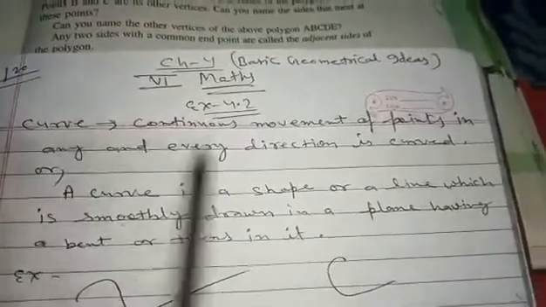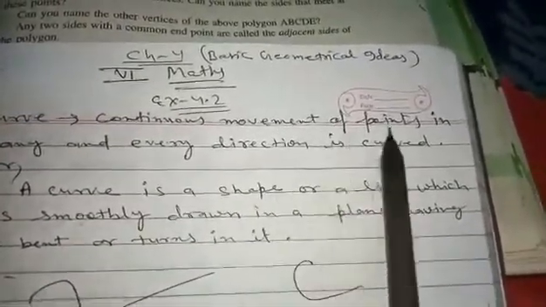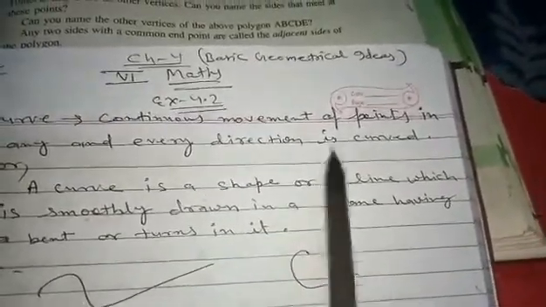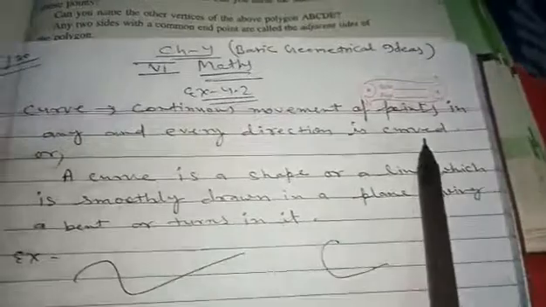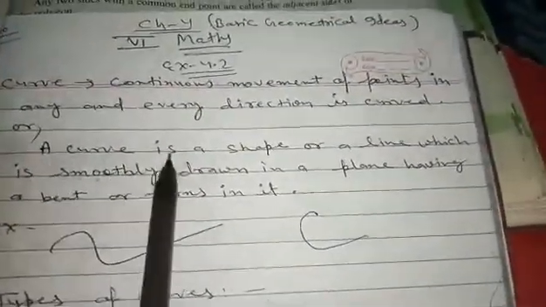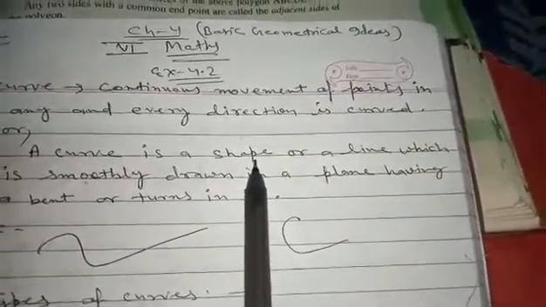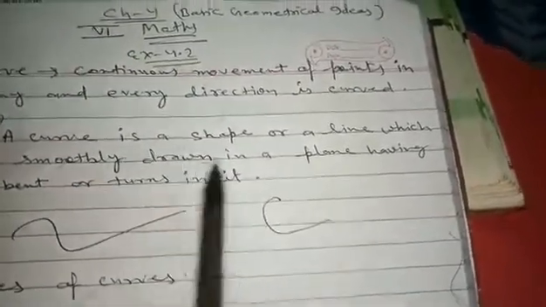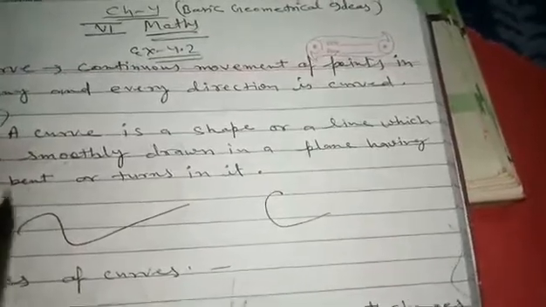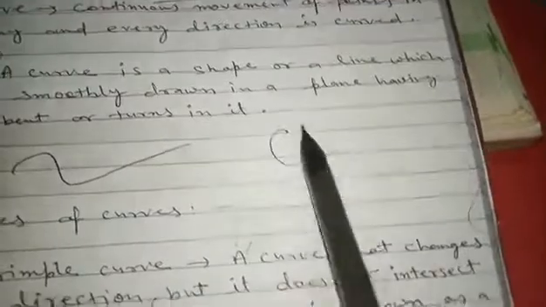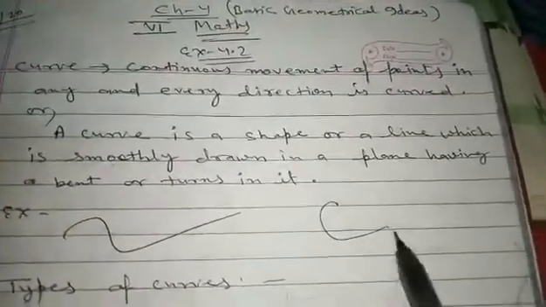What is a curve? Continuous movement of points in any and every direction is a curve. Is it clear? Or in other words, we can say that a curve is a shape or a line which is smoothly drawn in a plane having a bend or turn in it. When we draw these types of shapes, all are said to be curves.